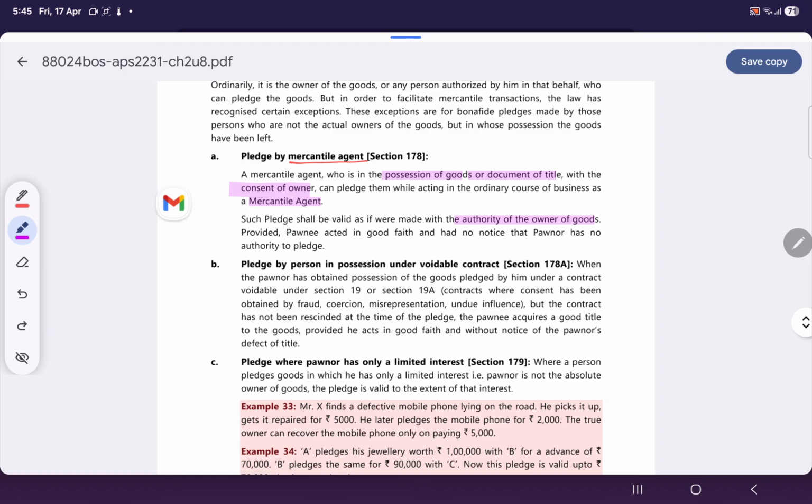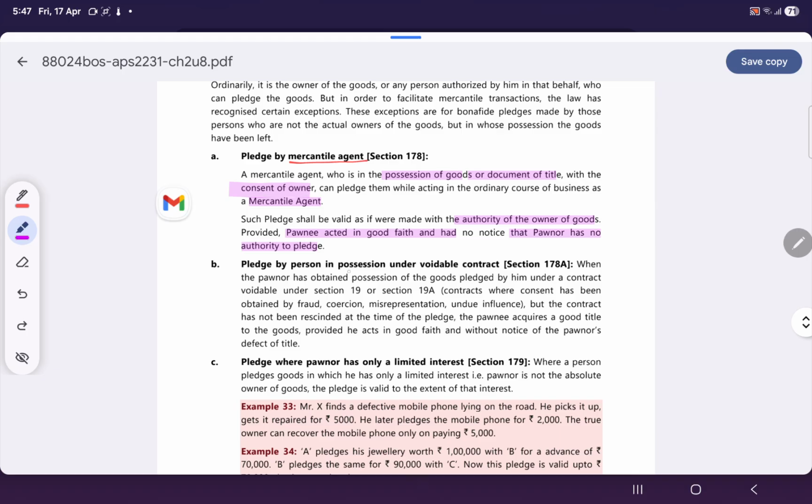Provided the pawnee doesn't know all these things, he acted in good faith and had no notice that the pawner has no authority to pledge. That means I acted in good faith. I didn't know that you are not the owner. If I am the pawnee and the pawner who is pledging is not the owner of the goods, but I don't know that, I acted in good faith, then the pledge is bona fide. Now who is a mercantile agent? It's like a broker. Okay.